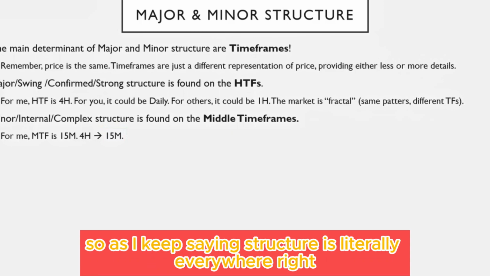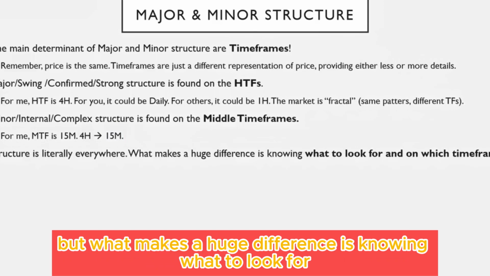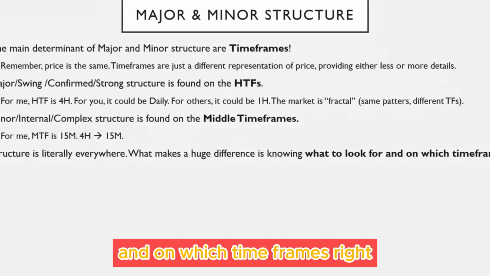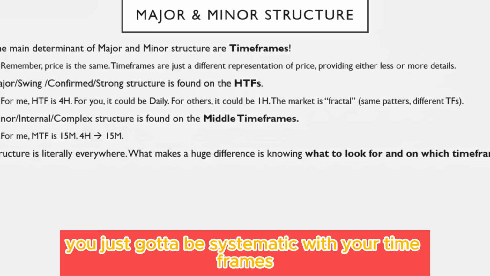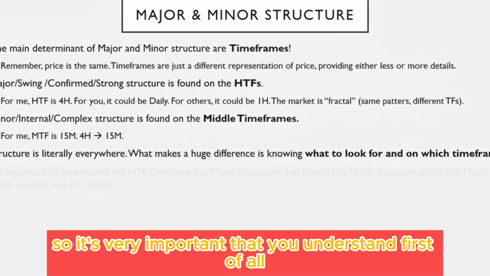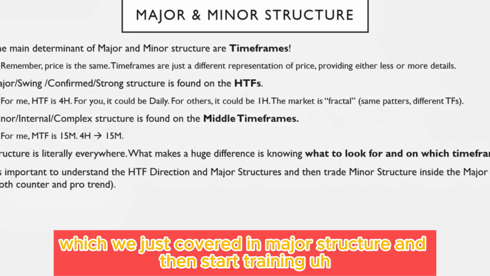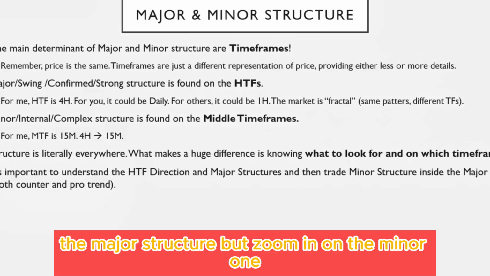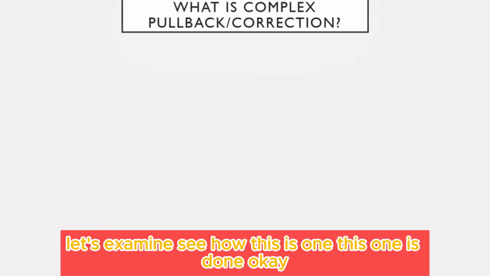As I keep saying, structure is literally everywhere. But what makes a huge difference is knowing what to look for and on which time frames. It's not like it's very complex. You just gotta be systematic with your time frames, knowing where is your major structure, knowing where is your minor structure. So it's very important that you understand, first of all, hard time frame direction, which we just covered, and major structure, and then start training the major structure but zoom in on the minor one, and then we can take counter trends and pro trends. Let's examine how this one is done.